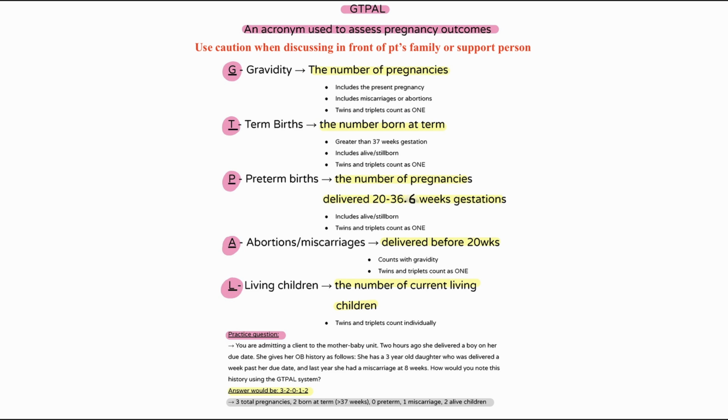The P in GTPAL is preterm births, right? So this is going to be any delivery that happens between 20 weeks and 36 weeks and 6 days. So right before that 37-week mark. Again, it doesn't matter if the baby was born alive or it was a stillbirth. Twins and triplets are still counting as one.